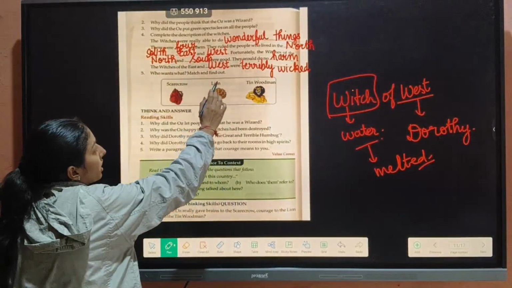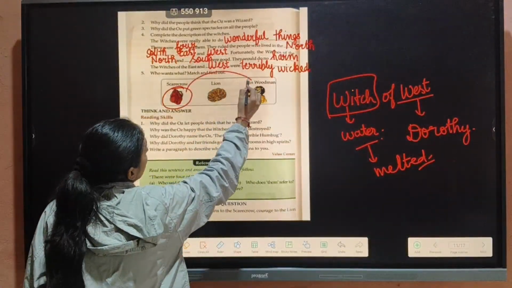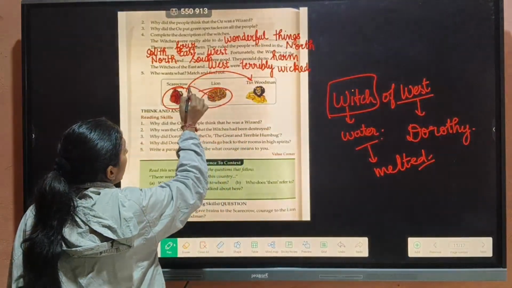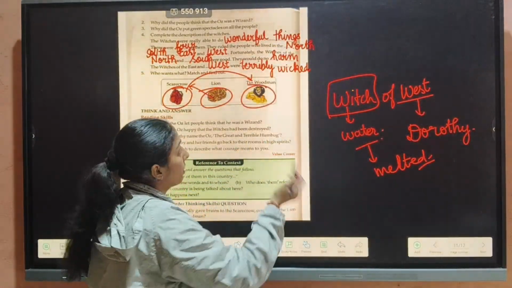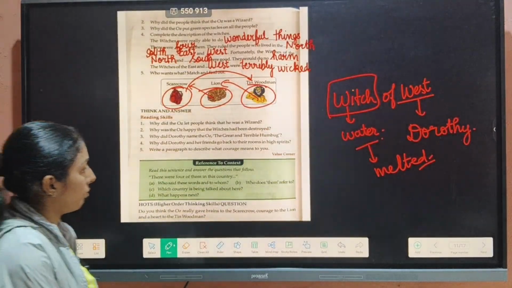Who wants what? Match it. Who wanted a heart? Tin Woodman wanted a heart. Who wanted a brain? Scarecrow wanted a brain. And who wanted courage? Bravery. Lion wanted courage and bravery.